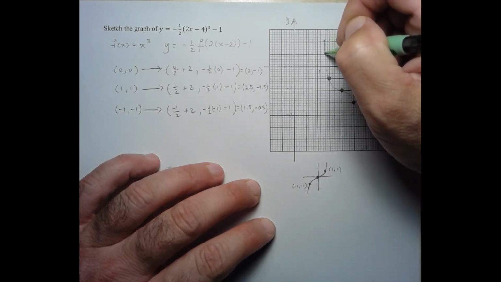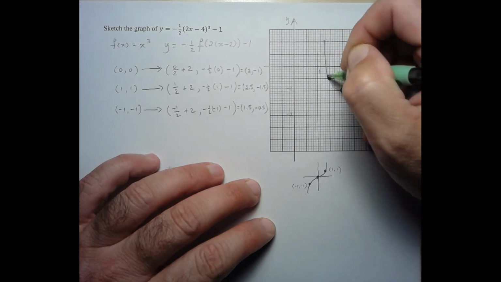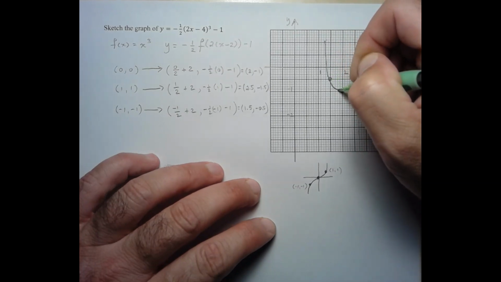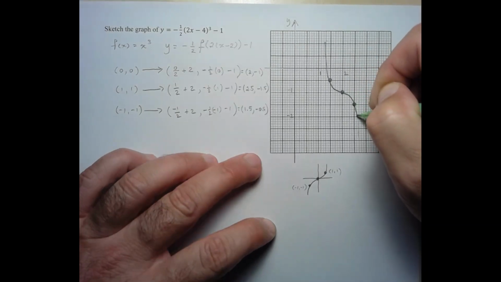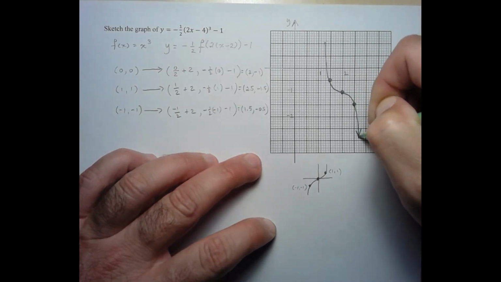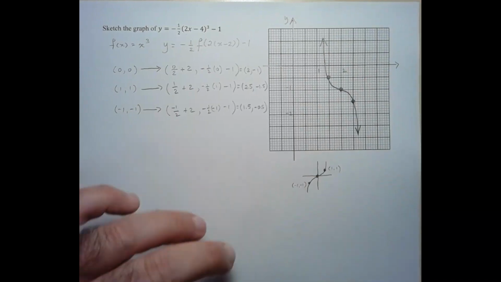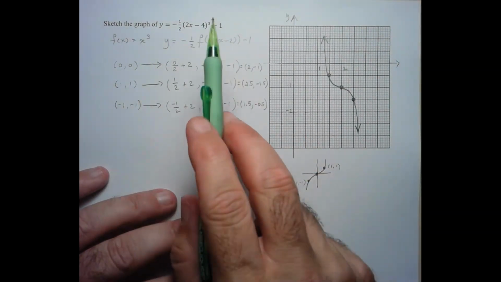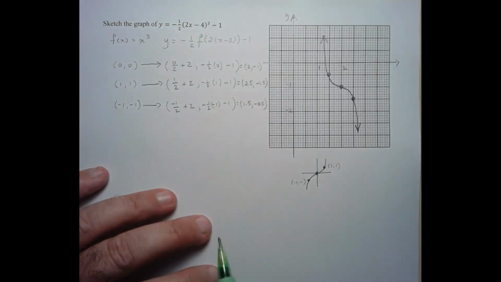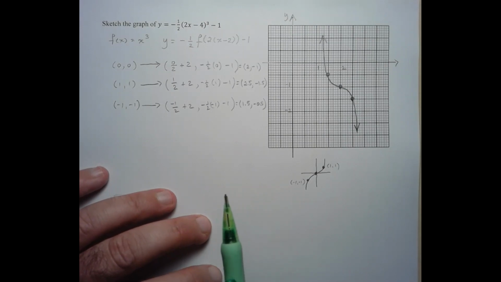So now I'm going to commit to drawing my graph. There you go. And there is my transformed function, okay, looking at it as a transformation of y equals x cubed. All right, so let's recap.